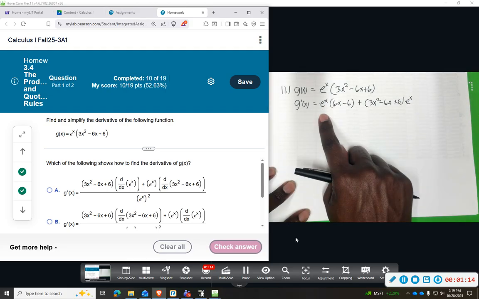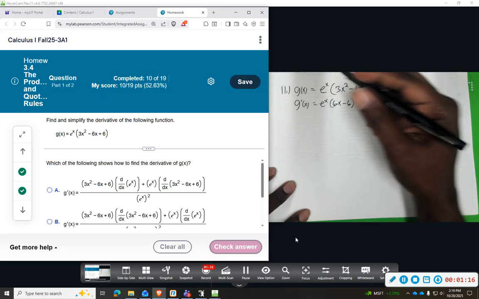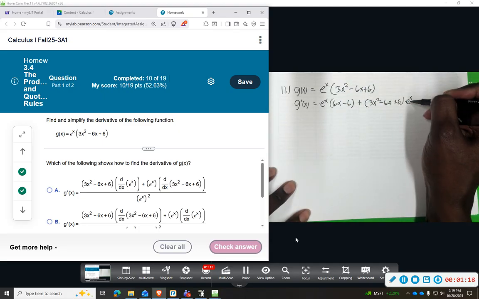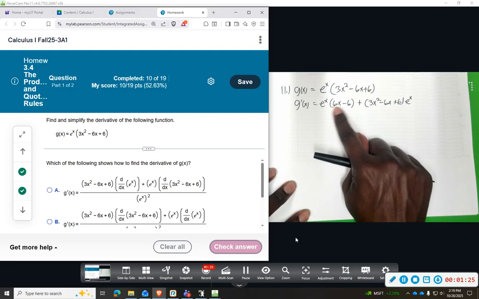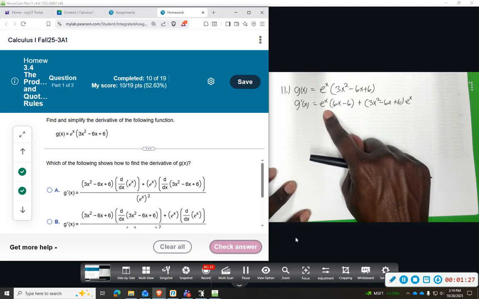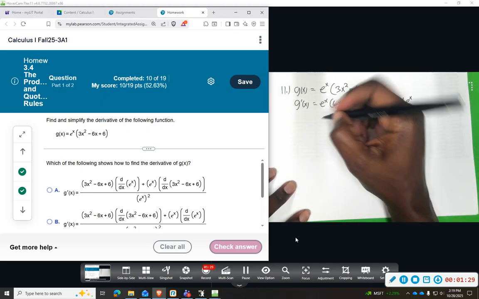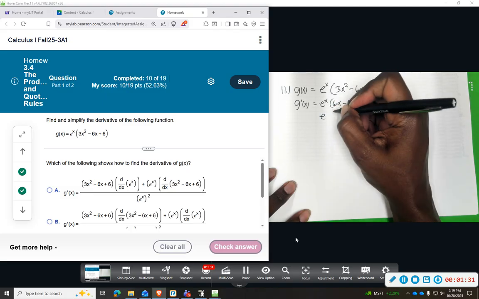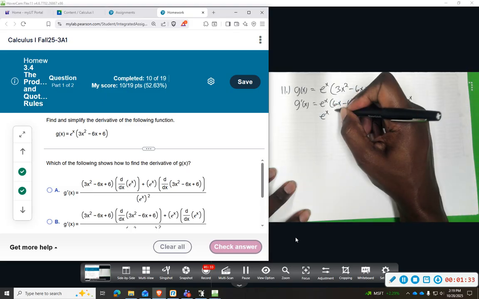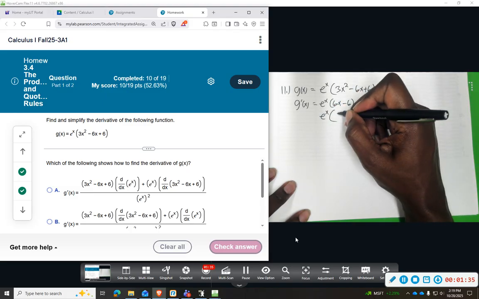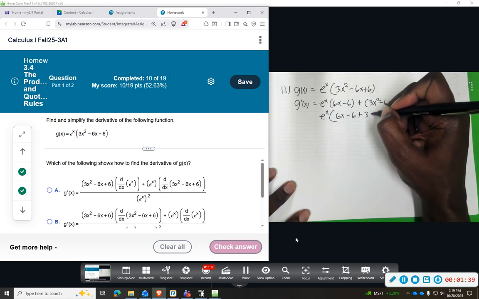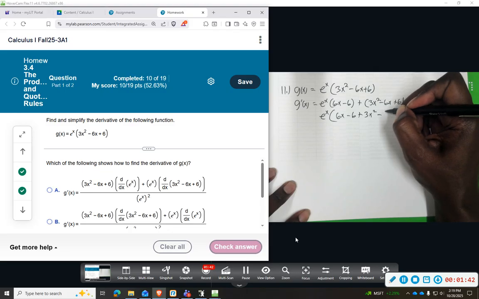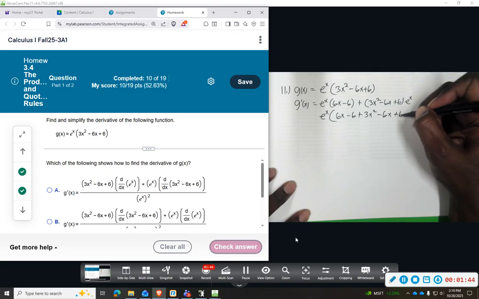And then we can simplify it by distributing. I don't know if that'll really help things out much, but everything will have an e to the x, or we can factor out e to the x and then simplify the inside. So we can say e to the x, let's pull that out, and then we'll have a 6x minus 6 plus 3x squared minus 6x plus 6.